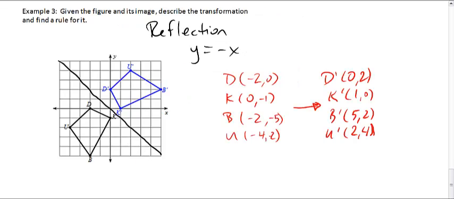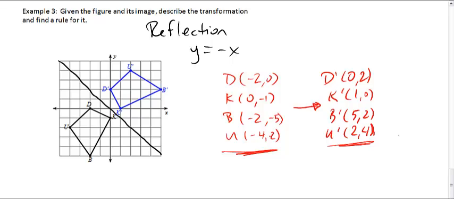I went ahead and wrote the rest of the coordinates down. So take a second and see if you can see a relationship, how these original points on the left in our pre-image have been transformed. We obviously have been reflected, but what is actually happening between the original coordinates? Hopefully you can see that they seem to be switching location. The x goes to y and vice versa.